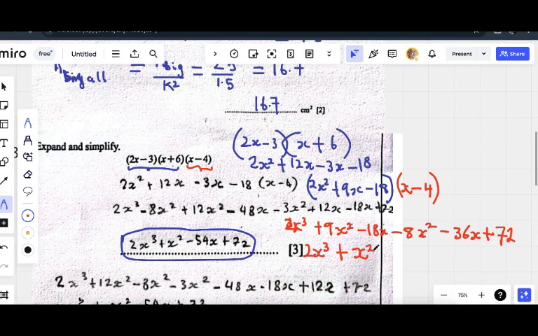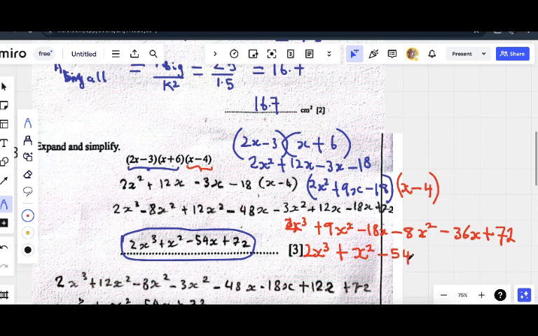So similarly in mathematics, if it's 1x squared, we don't say 1x squared, we just write x squared. And then the next one is minus 18x and minus 36x. Minus 18 minus 36, you get minus 54. So here we have minus 54x.